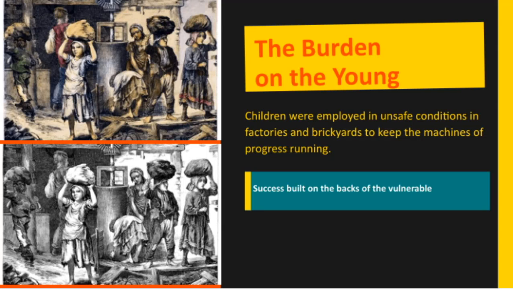Success, as we've seen, was often built on the backs of the vulnerable, and one of the most heartbreaking examples of this is how children were employed during this period. They worked in unsafe conditions, whether in factories or brickyards, just to keep the machines of progress running smoothly. These young workers faced long hours, dangerous machinery, and harsh environments, all at the expense of their safety and well-being. This slide highlights the heavy burden placed on the young during this time. It's a stark reminder of how economic growth often came at a tremendous human cost.